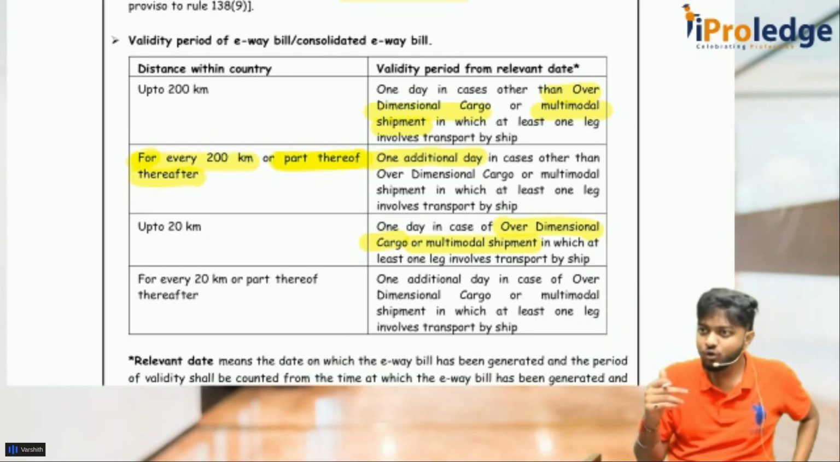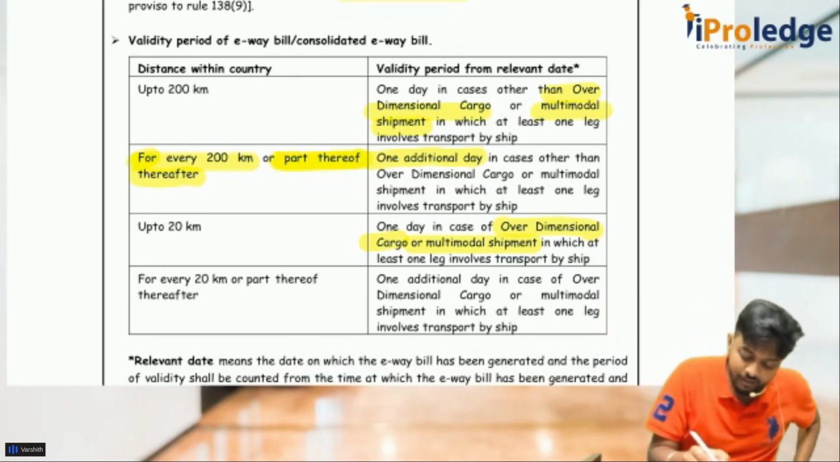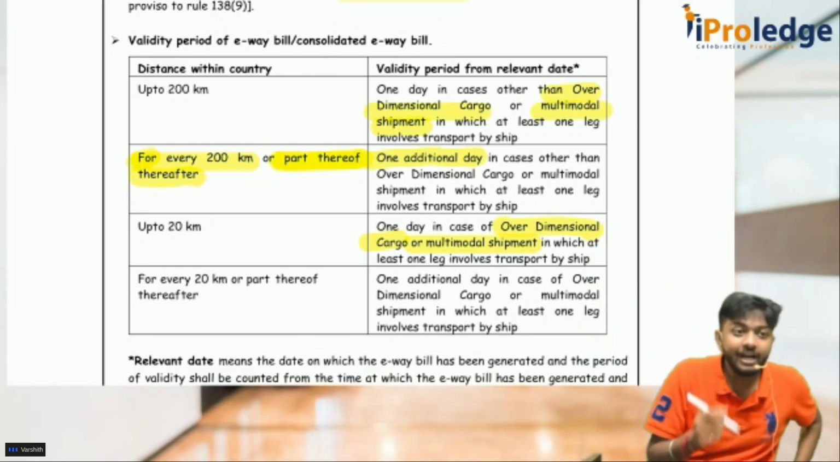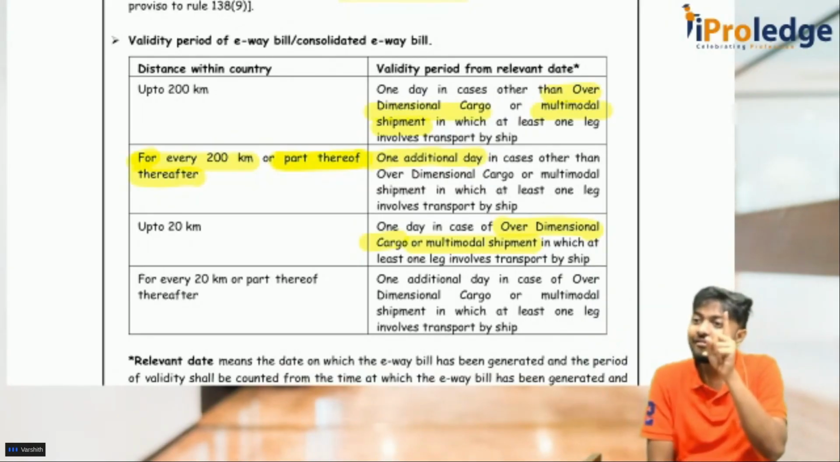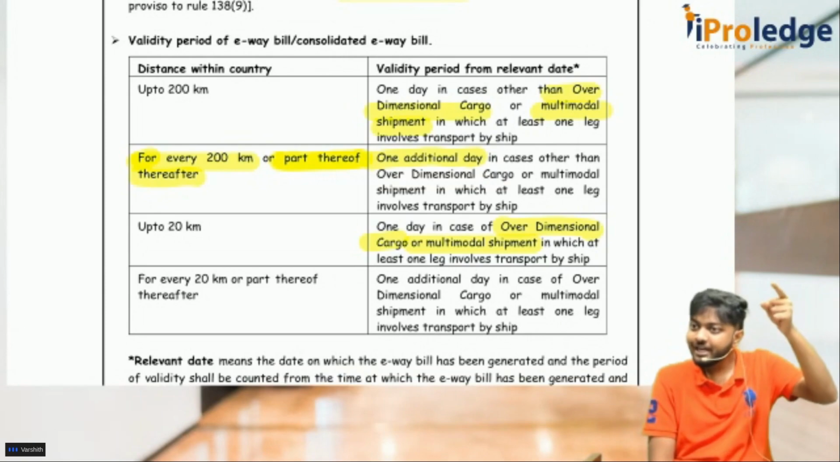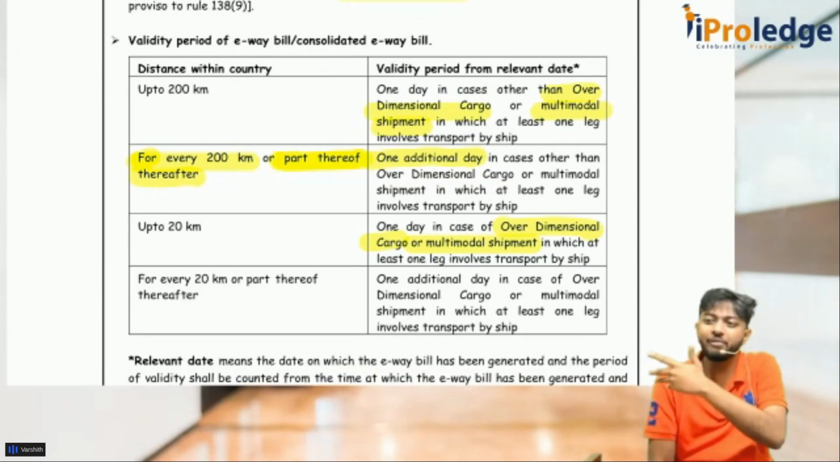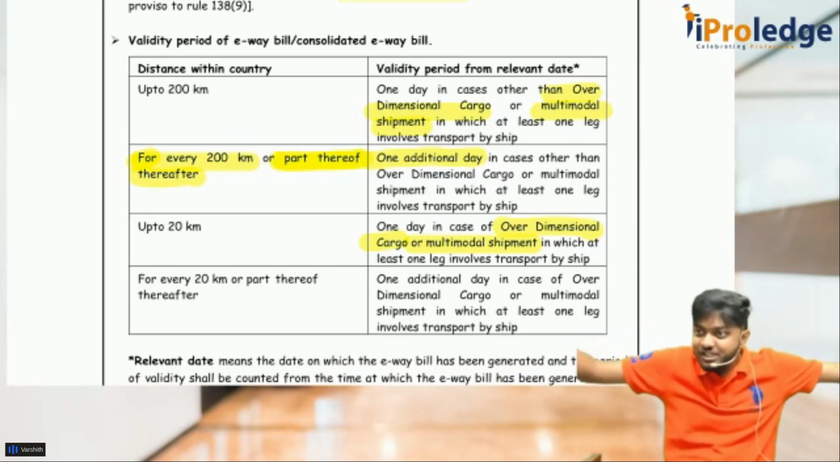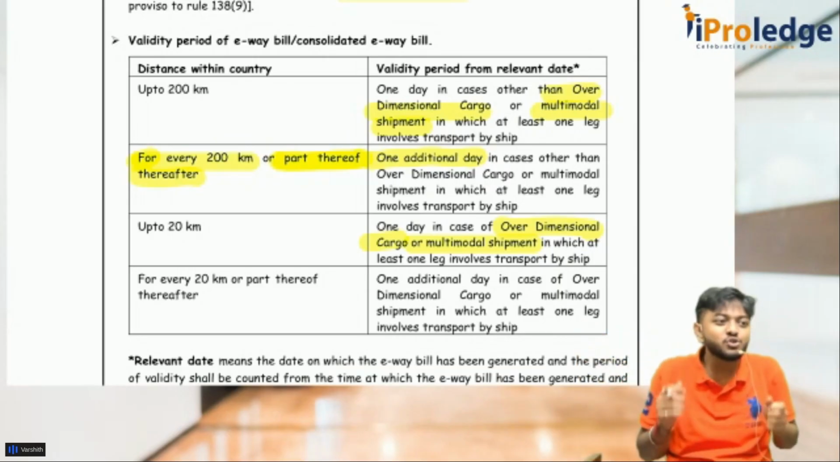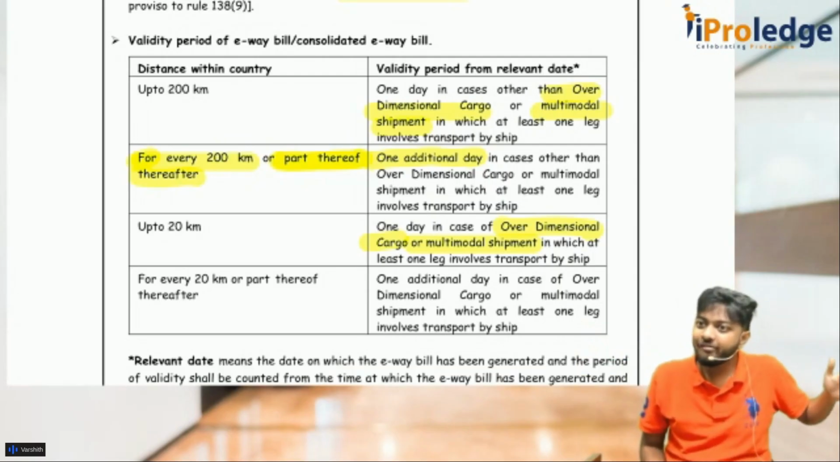For these two, what we are doing is this 200 kilometer we made it 20 kilometers. That means for every 20 kilometers I'll give you validity of 1 day. There it was 200, here we are giving it for 20. Why? You only tell me, you know the logic. That big lorry can reach very fast? Of course it will take its own sweet time. And when transportation involves multi-modes, will it reach earlier? No, of course it will take time.